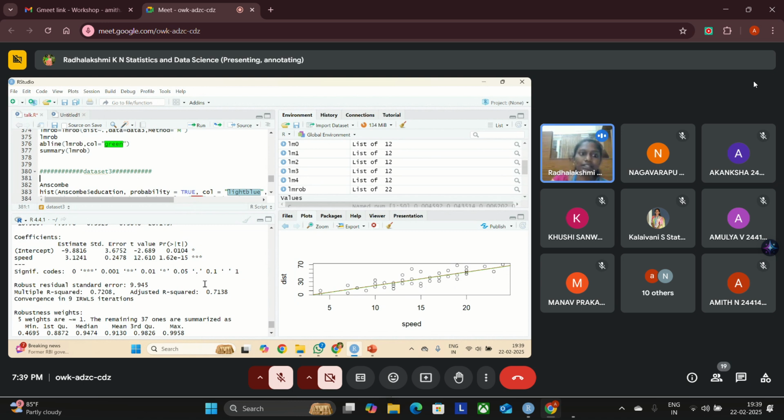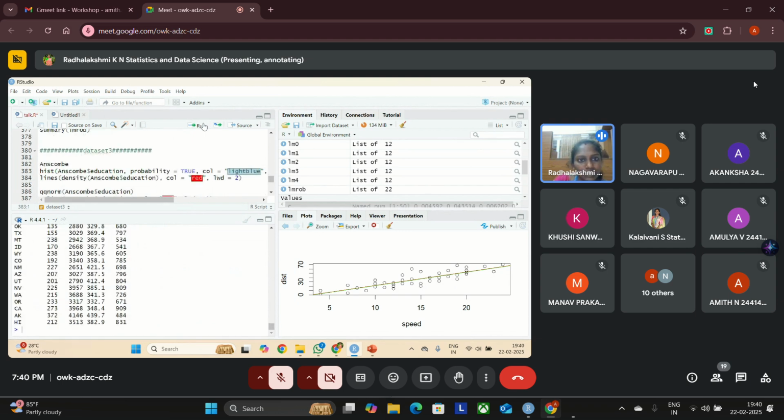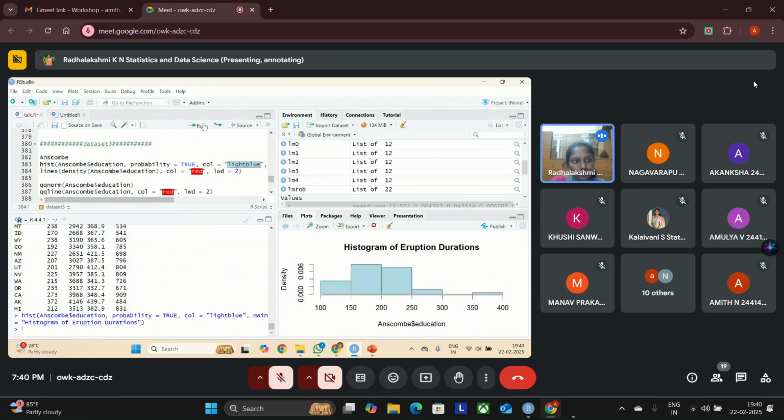Now for the third data set, the Anscombe data set, ma'am has already described the data set. It is about education. US state education expenditure is your dependent variable, and urban, rural and income are your independent variables. So I'm just running the data set. We have already seen the histogram.